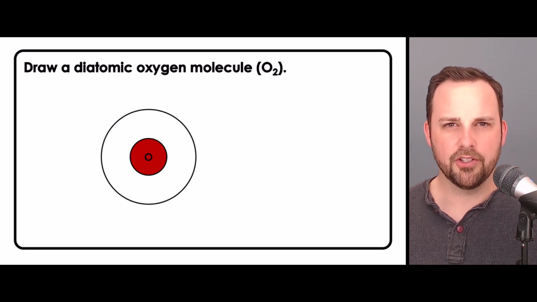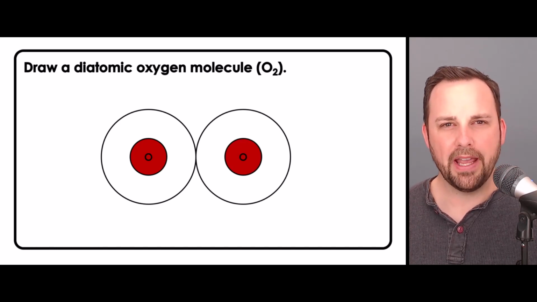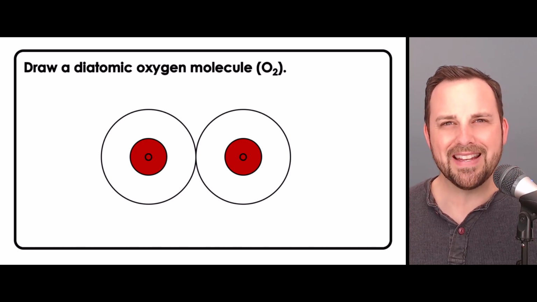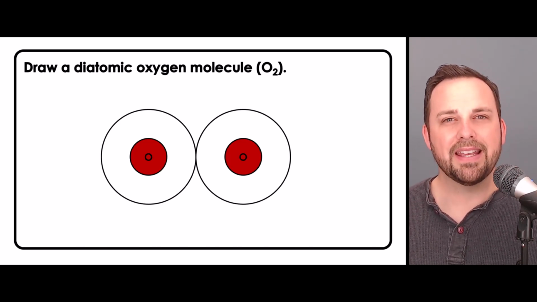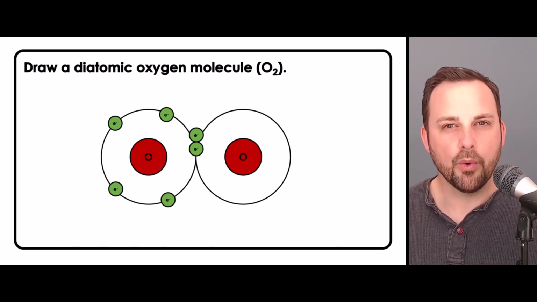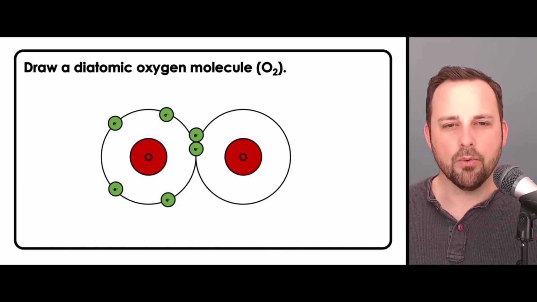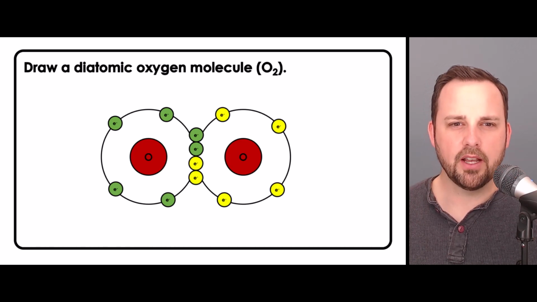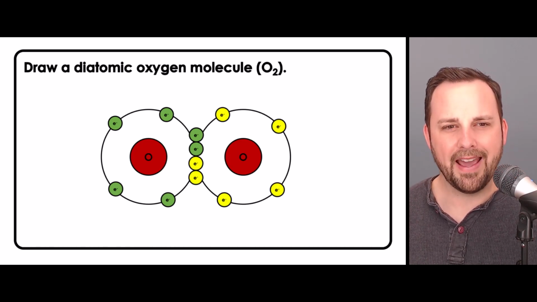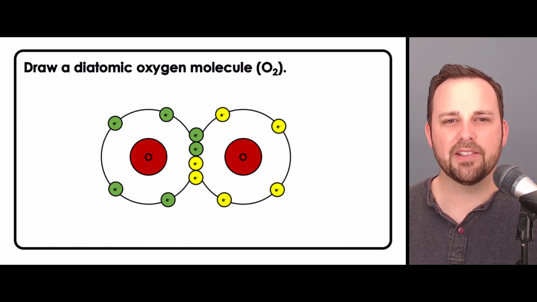Then we'll draw the valence shell. We'll do the same thing for the other oxygen atom. Now we need to place these valence shell electrons. Oxygen is a group 16 element, which means it has 6 valence shell electrons. So we've drawn 6 valence shell electrons, 2 of which are going to be shared with the other oxygen atom. Now we're going to draw the 6 valence shell electrons for the other oxygen atom and count carefully to see how both atoms are now perfectly satisfied.